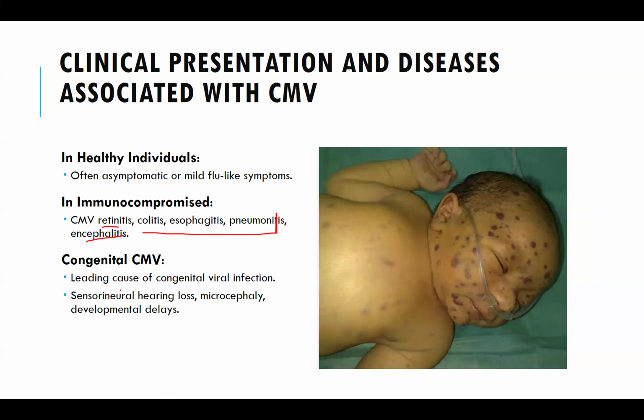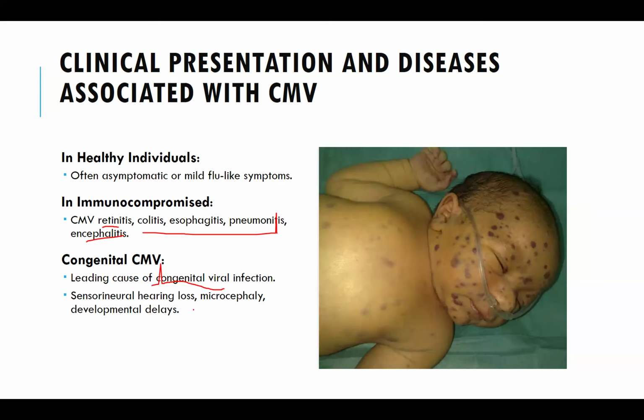And CMV is also very crucial in the perinatal period and in intrauterine life because it is transmitted vertically. You can end up infecting the child. So if a child is born with congenital CMV infection, this is actually one of the leading or the most common causes of congenital viral infections.